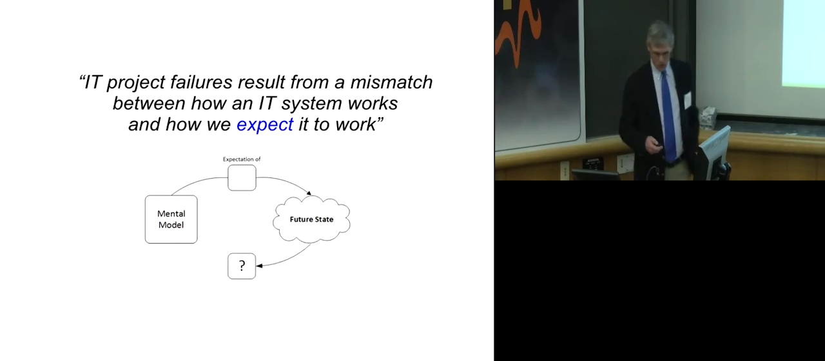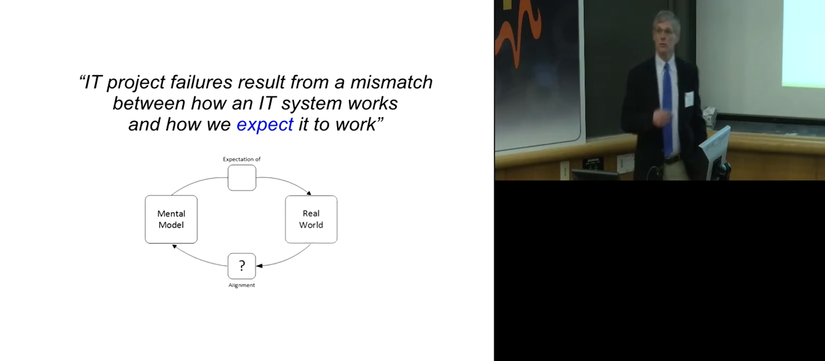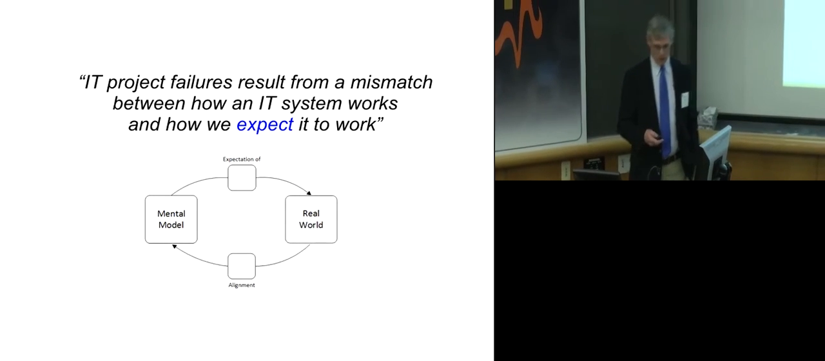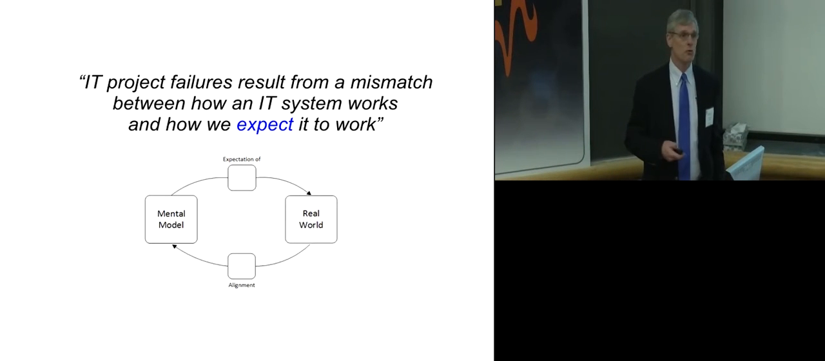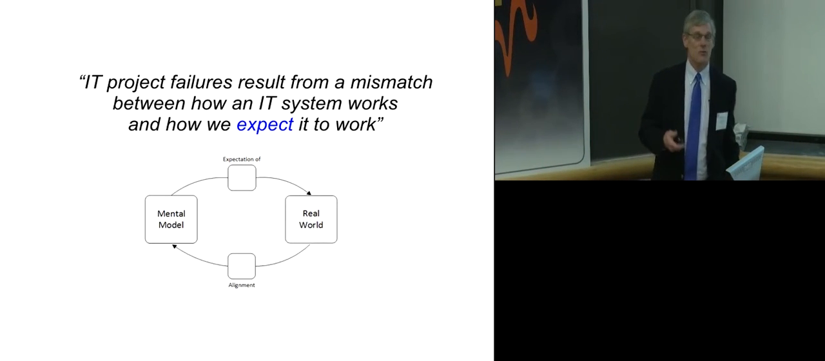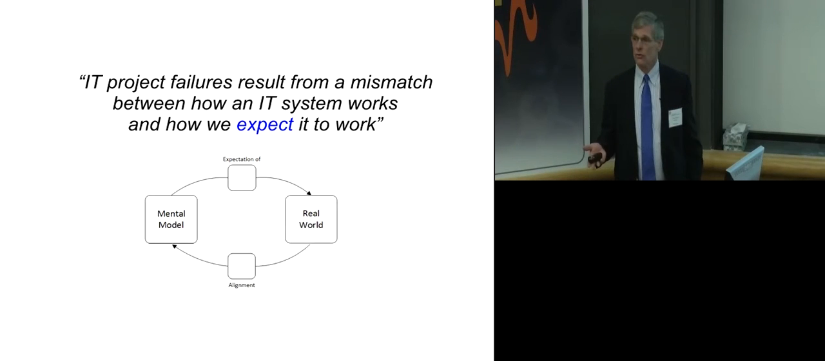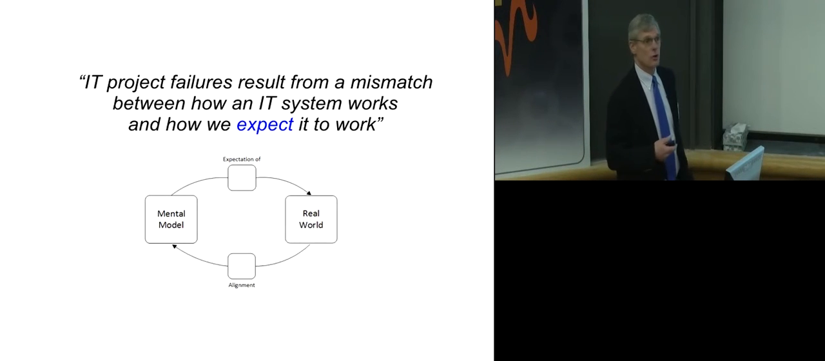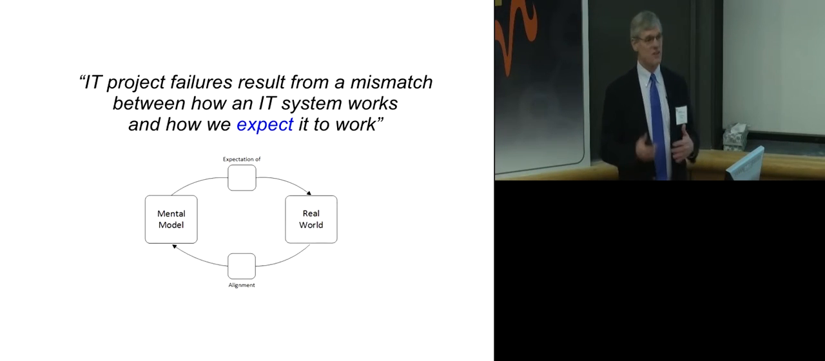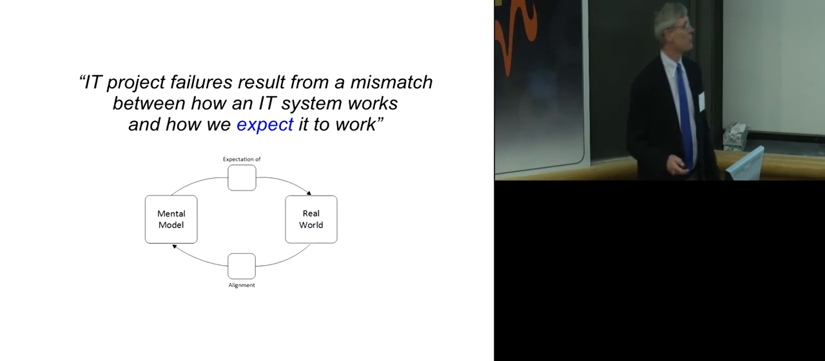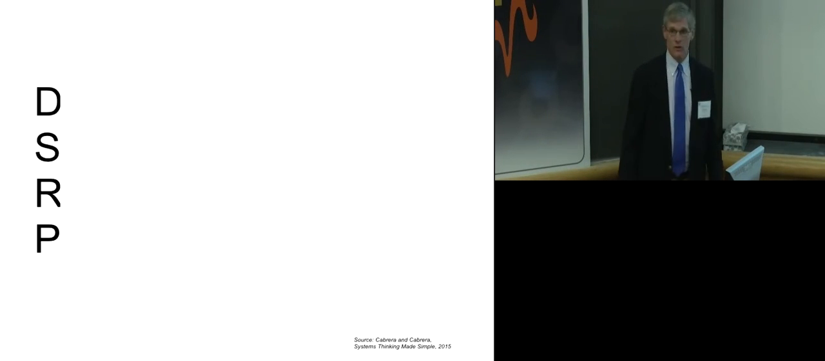To ensure project success, it is vital that we understand all of the expectations of stakeholders and that we align their mental models. Systems thinking is what allows us to improve and align our mental models. And in fact, systems thinking, as presented by Derek and Laura Cabrera, has given us four simple rules that together evolve into a complex mental model. Those are DSRP.